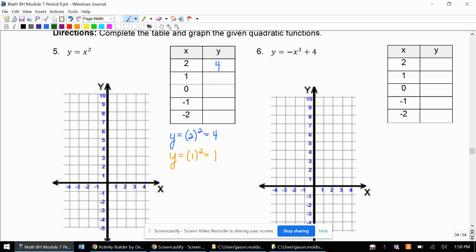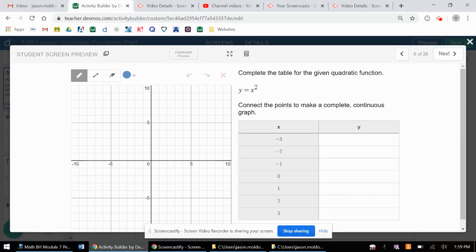One squared is 1. Zero squared is 0. Then -1. So we need parentheses hugging the -1, separating the -1 from the 2. -1 squared is 1. And -2 squared is 4. -2 times -2 is 4. All right, so we're going to go in now and enter this into this table. And we'll also fill in 3, just so we get a better sketch of this.